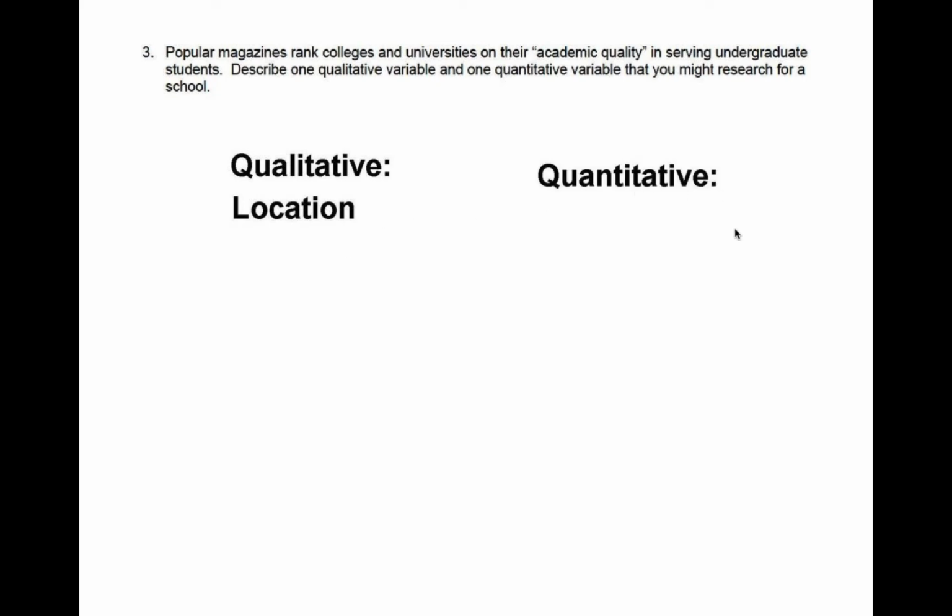Number 3. Popular magazines rank colleges and universities on their academic quality in serving undergraduate students. Describe one qualitative variable and one quantitative variable that you might research for a school. A qualitative variable we'd want to know about the college would maybe be their location. A quantitative one could be how many students go there. Maybe you want to go to a small school, maybe a big school, maybe the location matters to you. These are things you'd want to know about what college you're applying to.